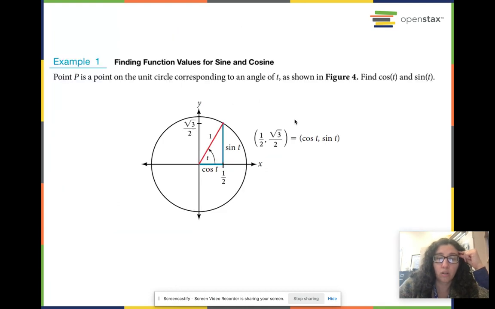So maybe we have this example here. We have this point P on the unit circle corresponding to an angle t, and they tell us that the x value of this point where it intersects the unit circle is 1/2, and the y value is square root of 3 over 2. Well, what is cosine of t? Cosine of t is 1/2, and sine of t is square root of 3 over 2. We can just read it right off. We don't have to do any fancy math.